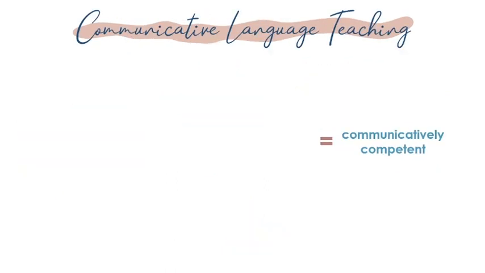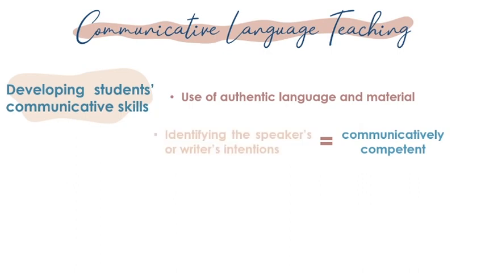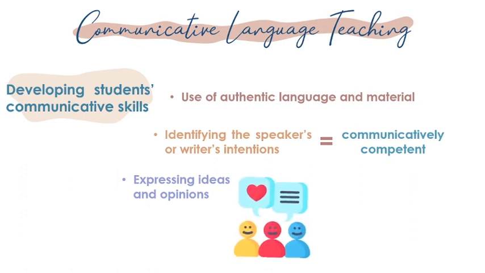The communicative language teaching method is based on developing students' communicative skills. Some of the main characteristics of this method are the use of authentic language and material. This means material or language from real context and not language learning material. Also, identifying the speaker's or writer's intentions is part of being communicatively competent. Moreover, students should be given an opportunity to express their ideas and opinions.